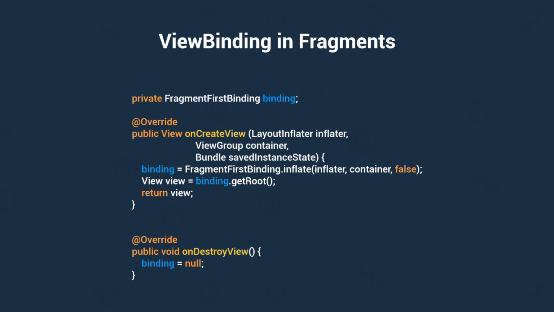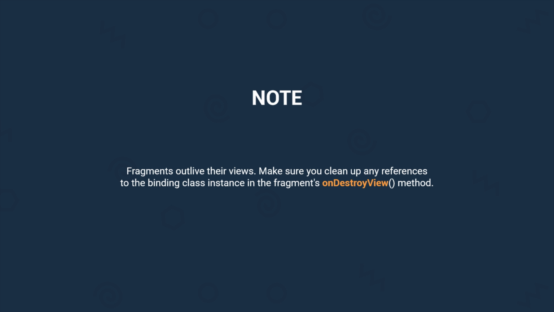So in this video you saw how to implement ViewBinding inside an activity, and when it comes to fragments, there is one main difference. In a fragment, you need to override the onDestroyView method, and you need to set binding to null. If you are wondering why, well, fragments outlive their views, and you need to make sure to clean up all the references.